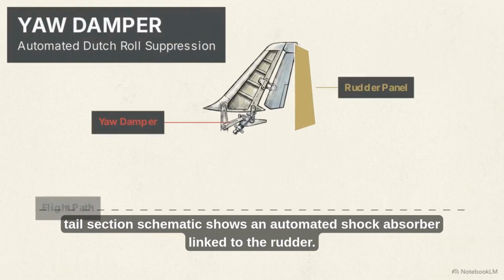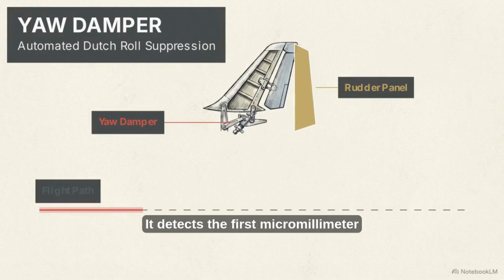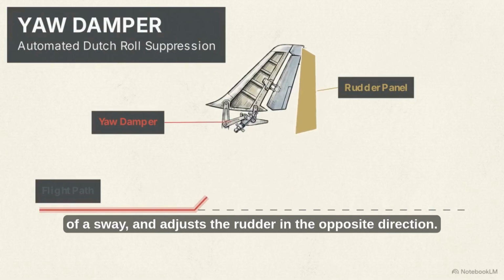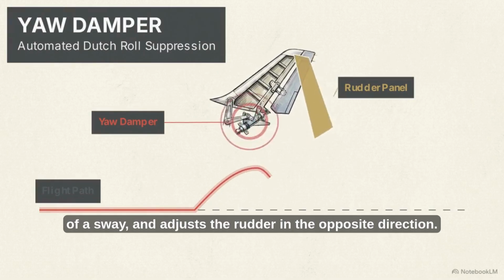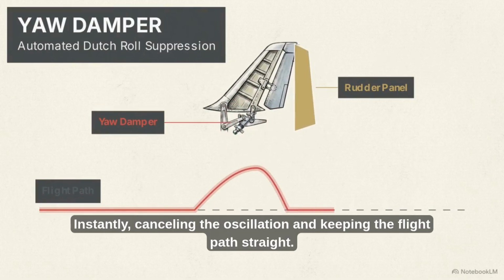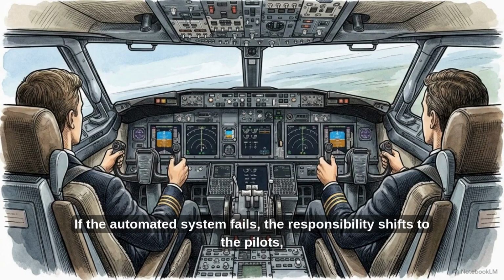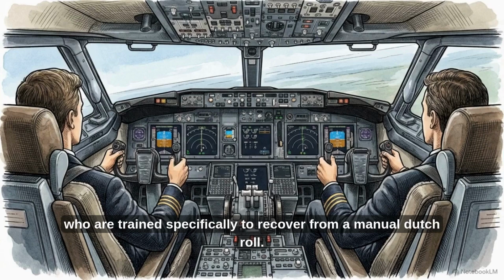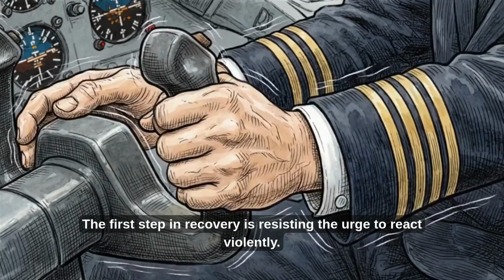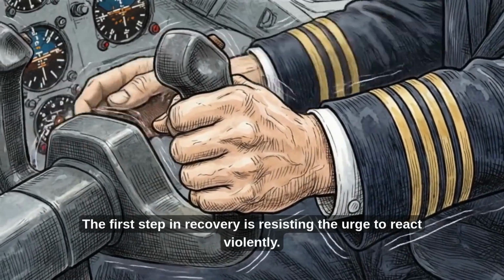This tail section schematic shows an automated shock absorber linked to the rudder. It detects the first micromillimeter of a sway and adjusts the rudder in the opposite direction, instantly canceling the oscillation and keeping the flight path straight. If the automated system fails, the responsibility shifts to the pilots, who are trained specifically to recover from a manual Dutch roll. The first step in recovery is resisting the urge to react violently.